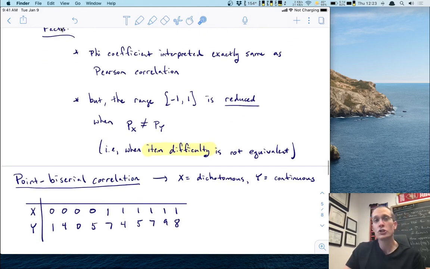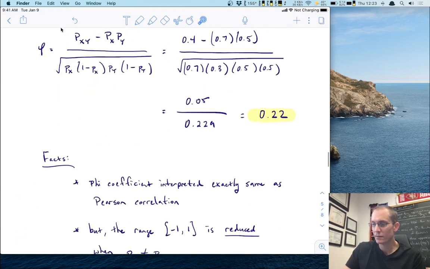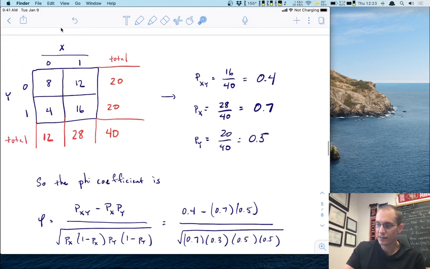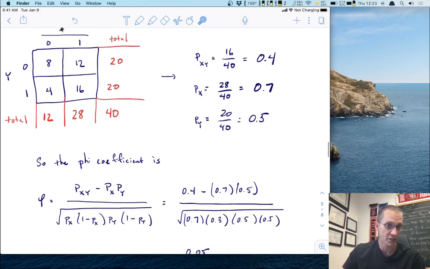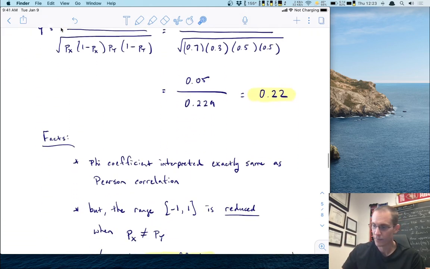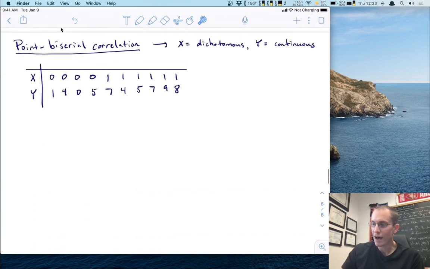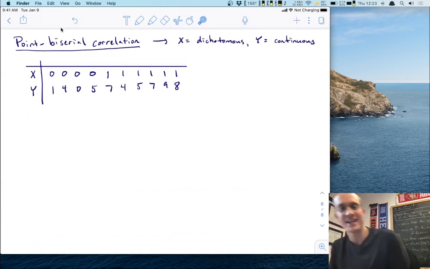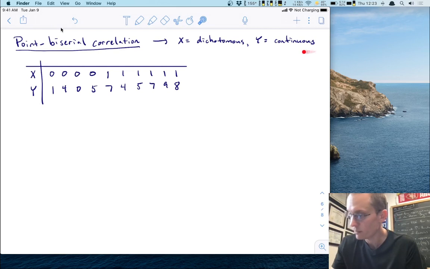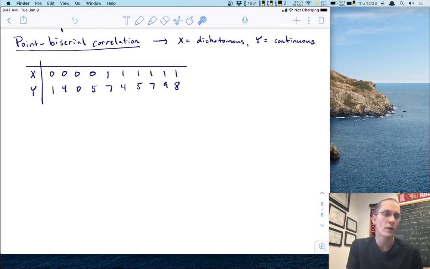So when you have 2 dichotomous variables, basically all you can do is construct a contingency table like this. That's how you turn a contingency table into a correlation. It's the phi coefficient. What about if you have one of the variables that's dichotomous, but the other is continuous? Well, this is where the point biserial correlation comes in.